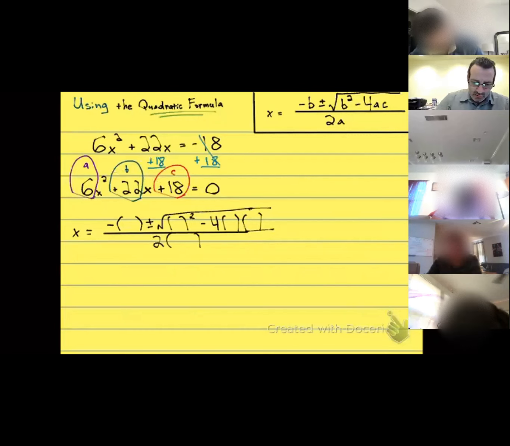All right, we'll just plug them in. So first one, opposite of B. B is 22. Plus or minus the square root of B squared. B is 22 again. Minus 4 times A times C. A goes right here, which is 6. And C goes right here, which is 18. All over 2A, which is 6, goes down here. All right, if you color code it, might also be very helpful. And now we get our calculator and we just start putting these numbers together, okay? We don't need any algebra steps to solve it.